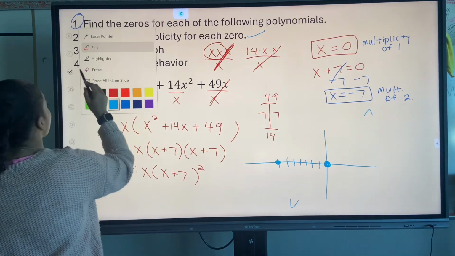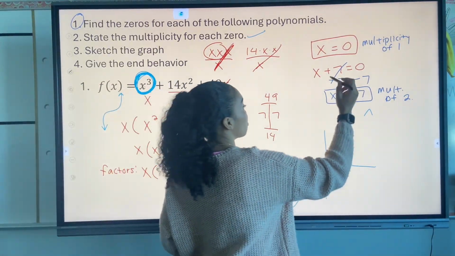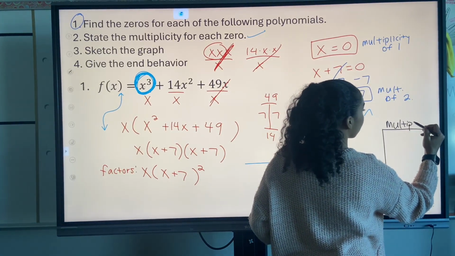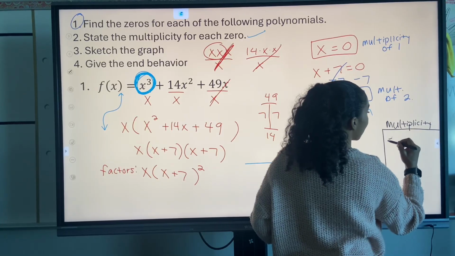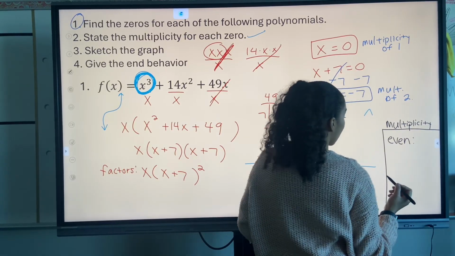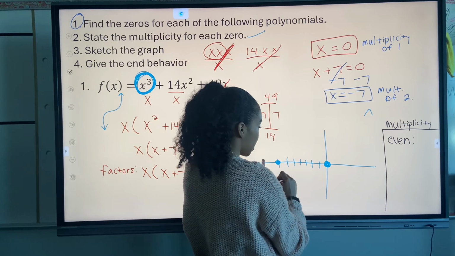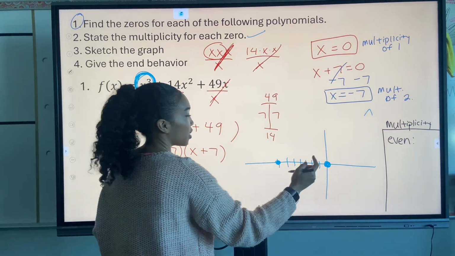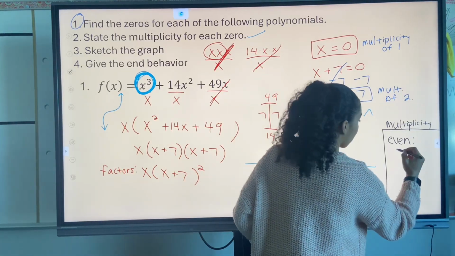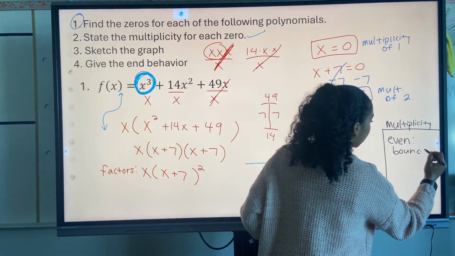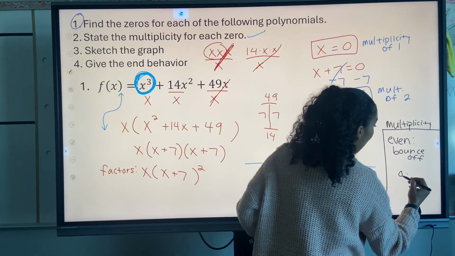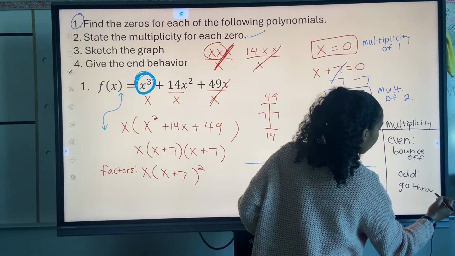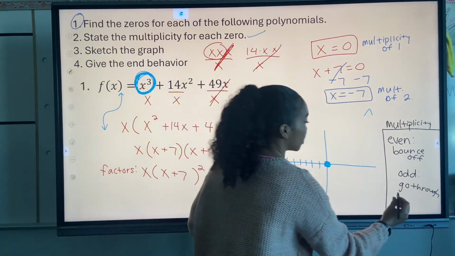All right, so whenever your multiplicity, write this in your notes over here, when your multiplicity is even, you will be tangent to that point, meaning you're going to bounce off of it. Okay, you're not going to go through the point. You're going to bounce off. If it's odd multiplicity, you will go through. Okay, some people call it intersect.